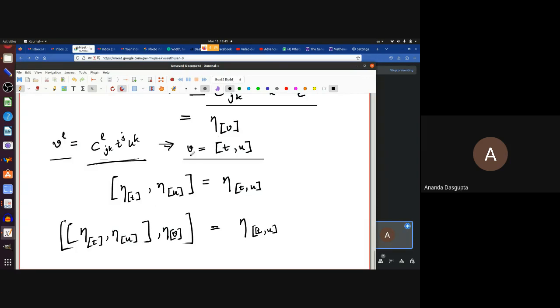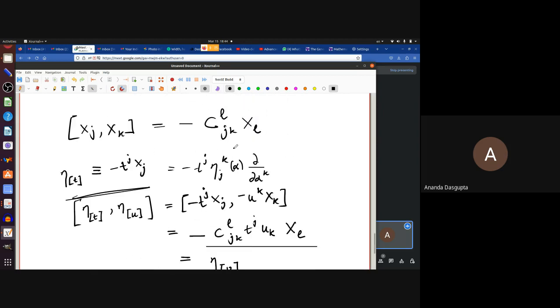I'm just defining the bracket between two tangent vectors by saying the bracket between the two tangent vectors t and u is this vector v whose components are given by this. Okay? So it's just a notation, just a definition. So this is the definition of the bracket between tangent vectors.